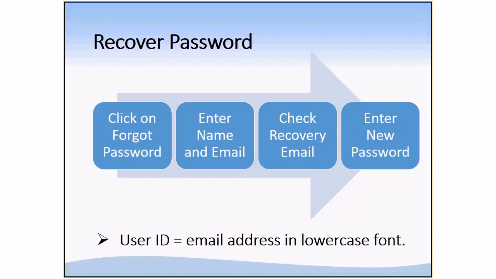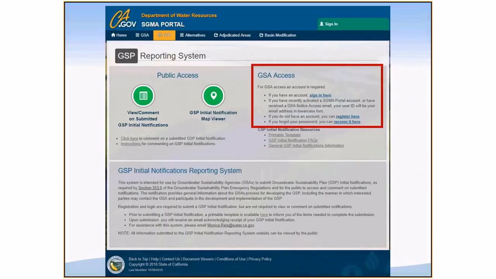On the portal beneath GSA Access, where is that information? It's on the GSP reporting system landing page. Off to the right, there's a series of questions and links to recover passwords, to create a new account if needed. And there's also resources such as a printable template, the GSP initial notification fact sheet or FAQ, and then a link to our DWR initial notification homepage. And I'll show those in a second.